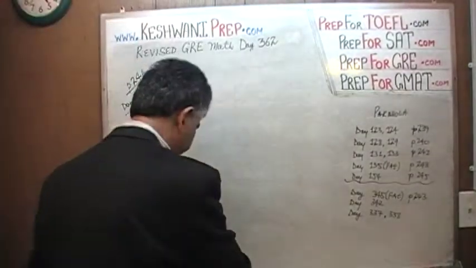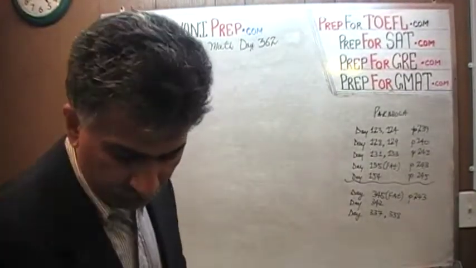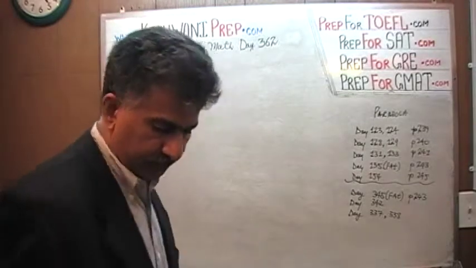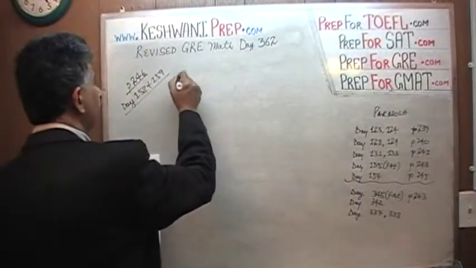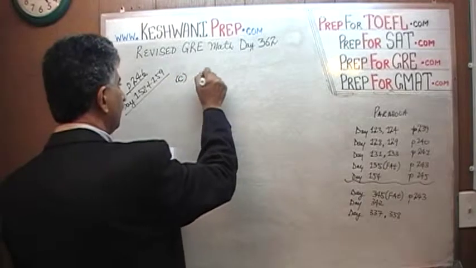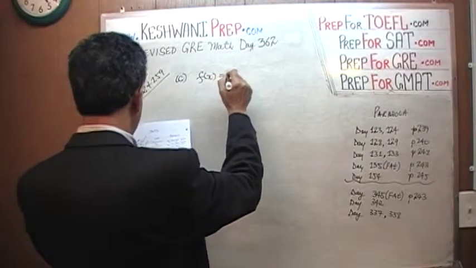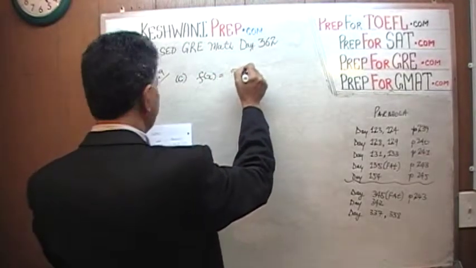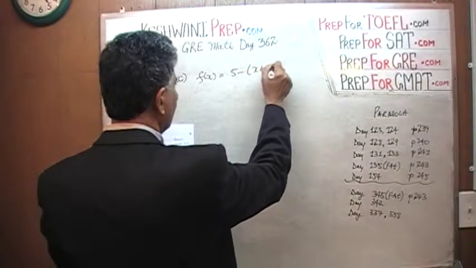It looks something like this. The equation that is given to us looks something like this. Part C is what we are dealing with. We are told that f of x equals 5 minus (x plus 20) squared.